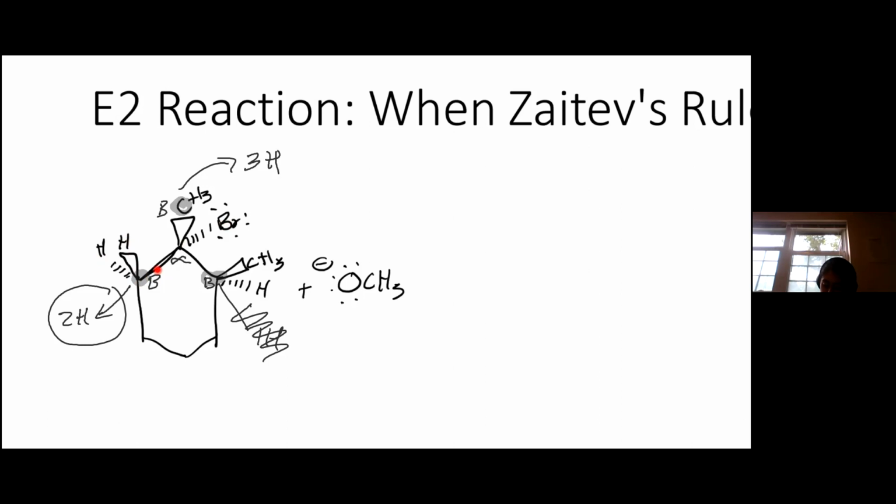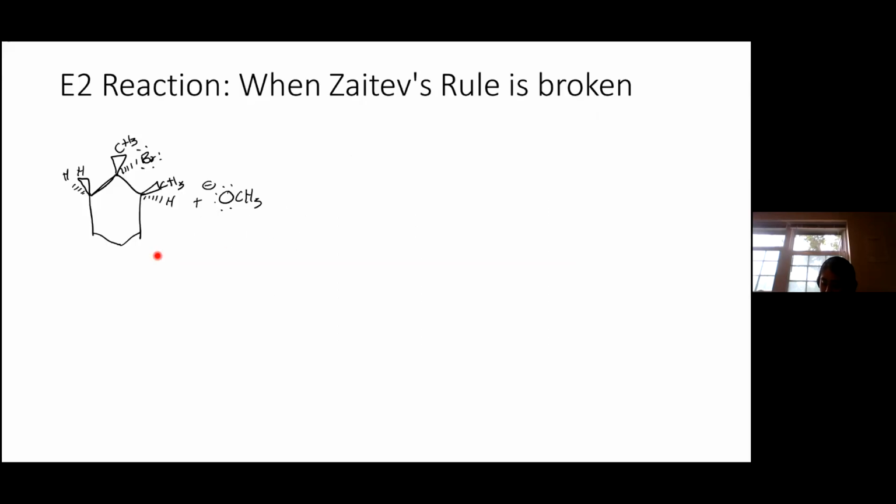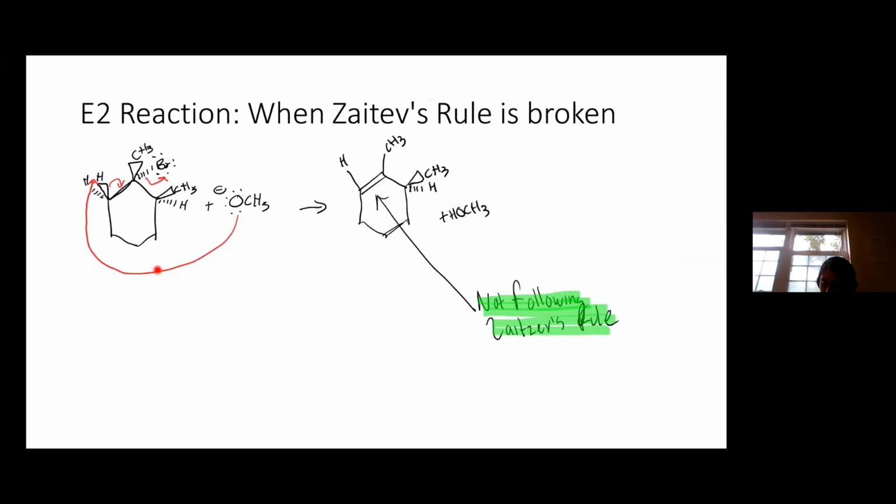So let me erase this. So then that base is going to go and remove that H. Then the electrons between that bond are going to go directly in between this bond right here. And as it does that, this leaving group is going to leave. So now we have formed this double bond in between this beta carbon and this alpha carbon right here.